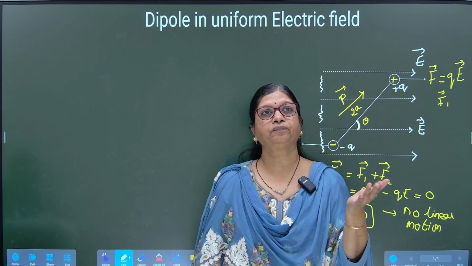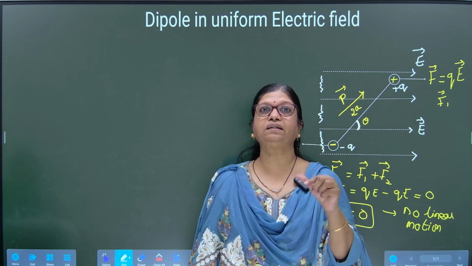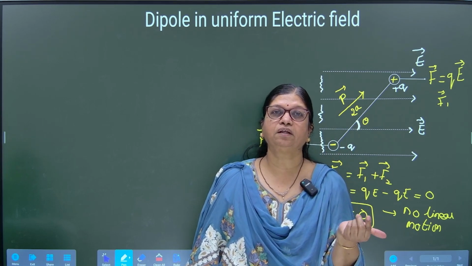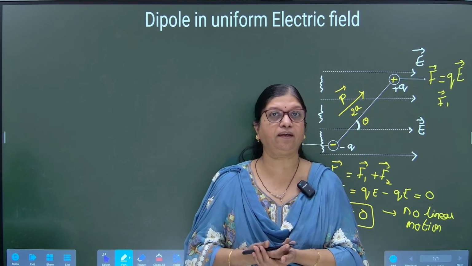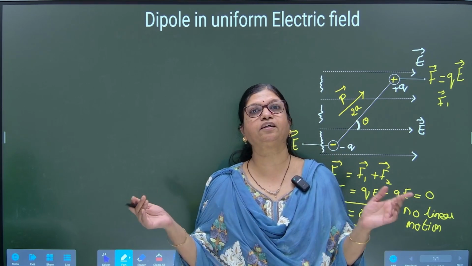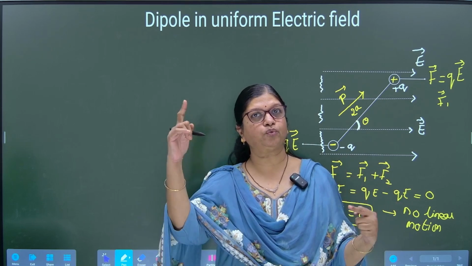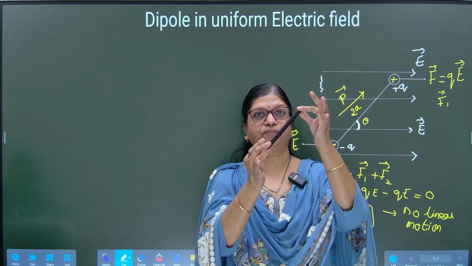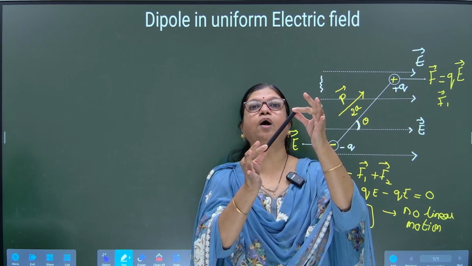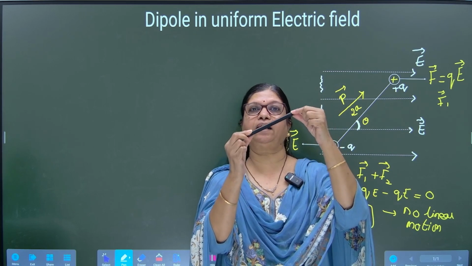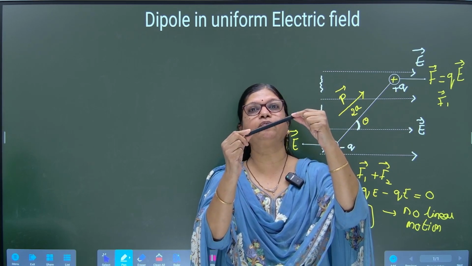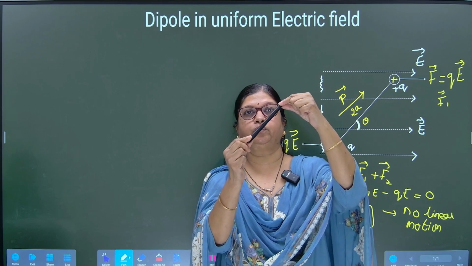Now, let us see another type of motion, rotational motion. Now, for rotational motion, what do we require? We require two forces at two different points, okay, acting opposite to each other. Just look at this dipole which I am holding in my hand. You consider this as a dipole. If I want to turn it, what do I do?